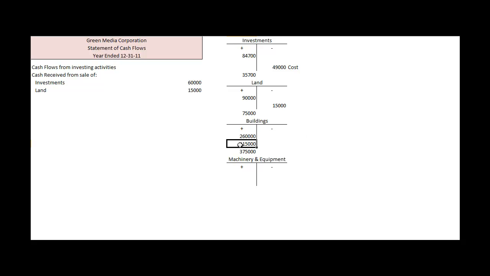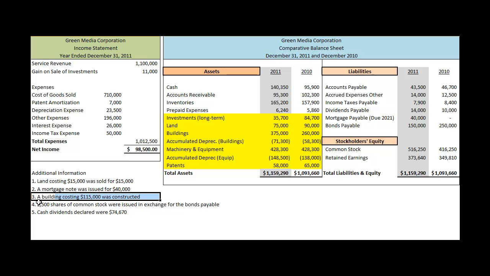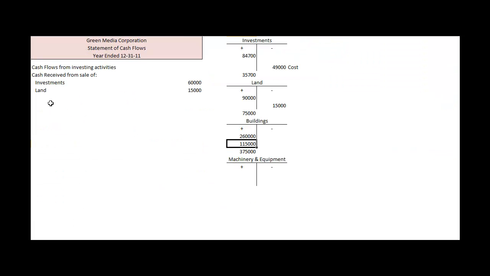$115,000. So what that tells me is this change represents the building that was constructed, and to construct a building I have to pay for it with cash unless I'm told otherwise, and there's nothing in here to indicate that it wasn't purchased with cash.